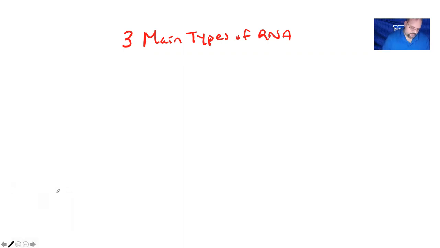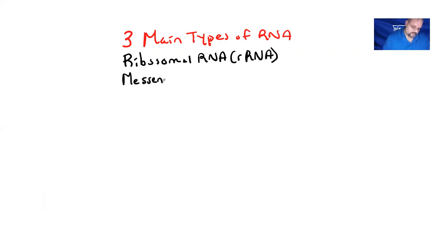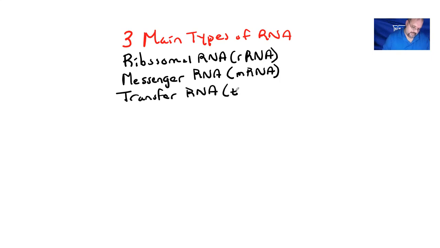All right, you have your ribosomal RNA, which is commonly known as rRNA. You have your messenger RNA, which is what is commonly known as mRNA. And then you have your transfer RNA, which is commonly known as tRNA. And essentially, all three of these types of RNA are involved in protein synthesis.